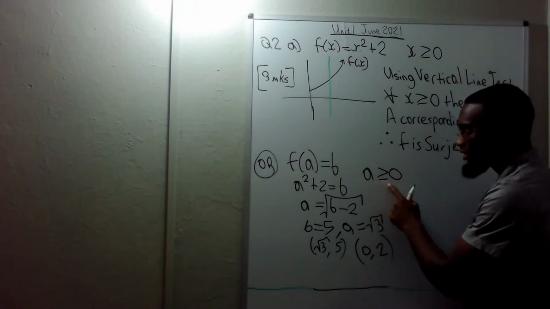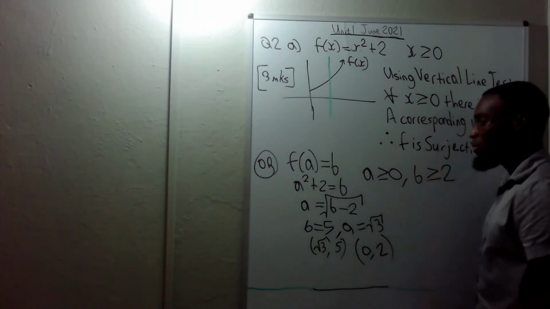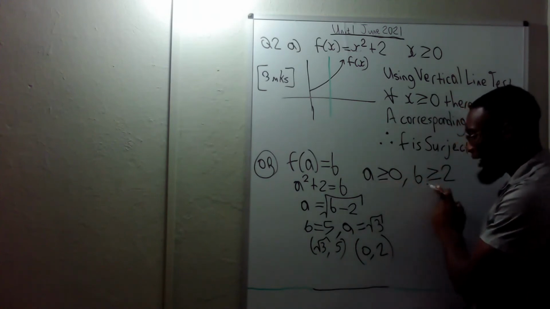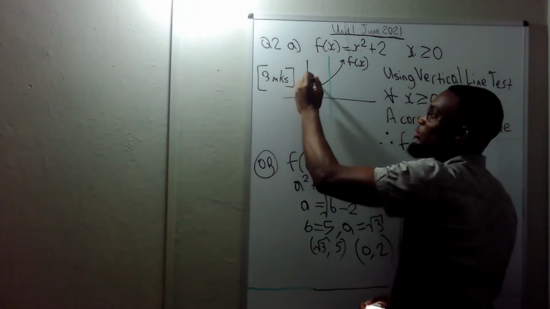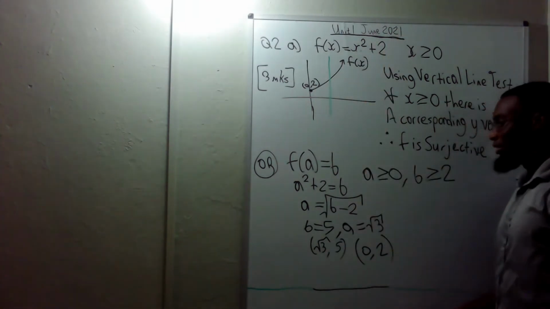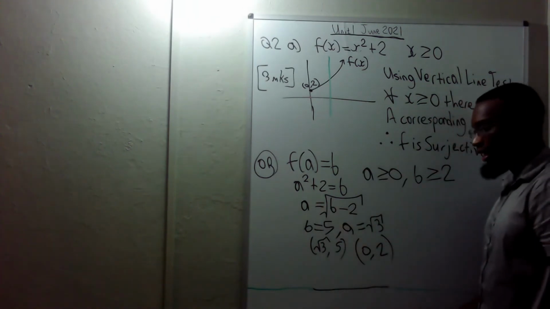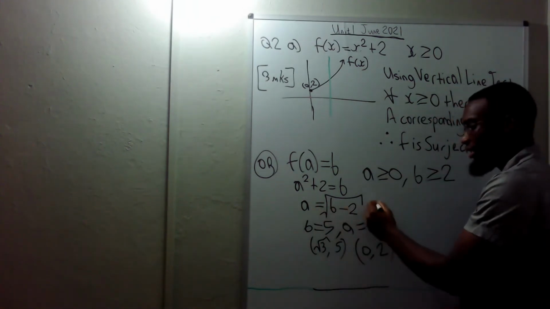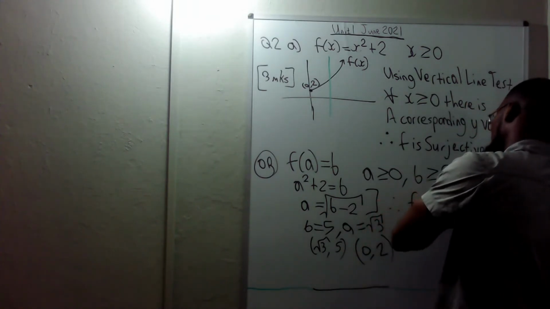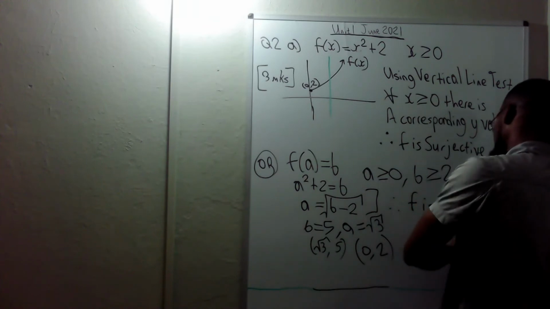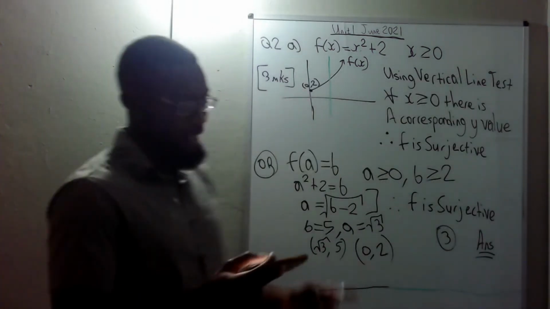So when you state that a is greater than or equal to 0, you have to state that b must also be greater than or equal to 2. If a is greater than 0, b has to be greater than or equal to 2, based on the diagram. See here, this is the point 0, 2. So I have to start from 2 going upwards. If we start from 2 going upwards, for every b value, there will be a corresponding a value. So from this right here, we can conclude, therefore, f is surjective. That's it. f is surjective.